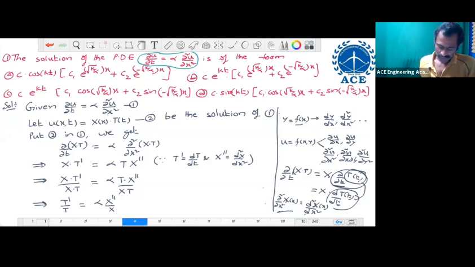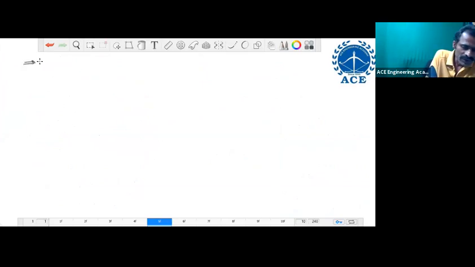We go to the next page, which implies T dash by T equals alpha into X double dash by X equals a constant, say k. We equate the resulting equation after dividing to the constant k.